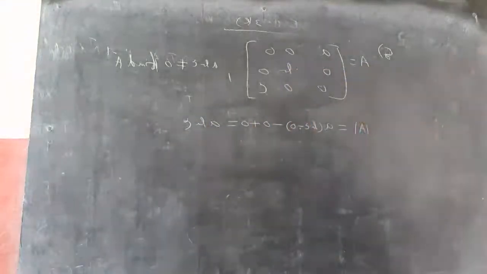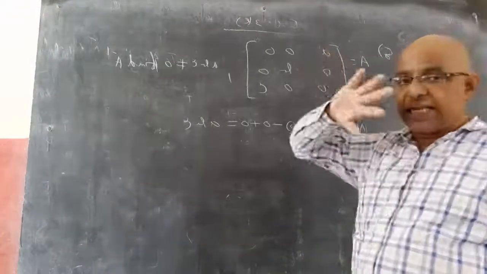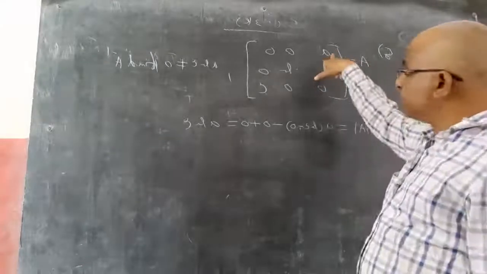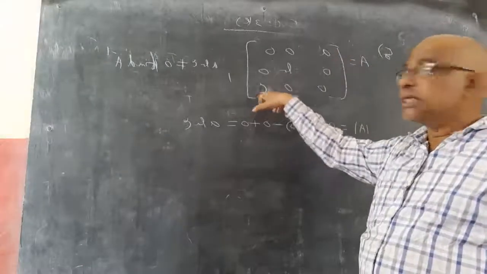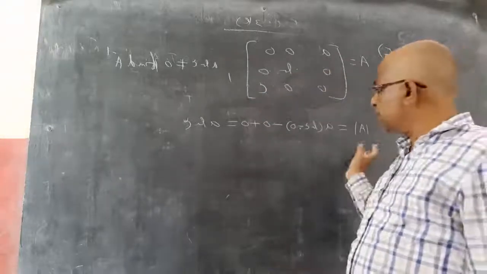From this result, I can say that det A equals, always, if it is a diagonal matrix, if you need to find the det A, simply multiply the elements of the diagonal, ABC. So what is the det A here?